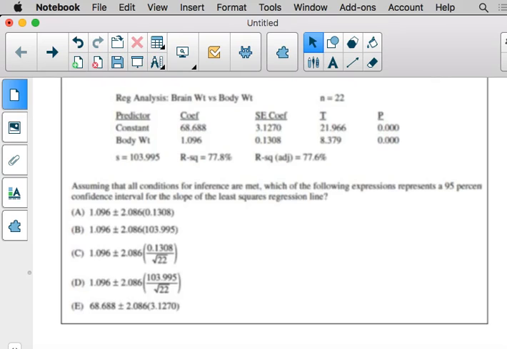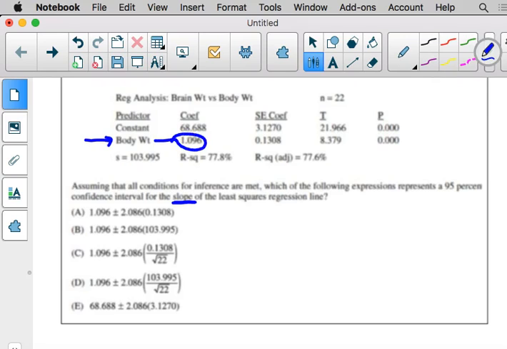So again, we just talked about at the center of the confidence interval is the sample statistic. So here at the center of this one is going to be the slope. We're inferring about slope. Well, that's why we took some time to review this first, because slope is right in line with the variable. So here our slope is going to be the 1.096, plus or minus our critical value.